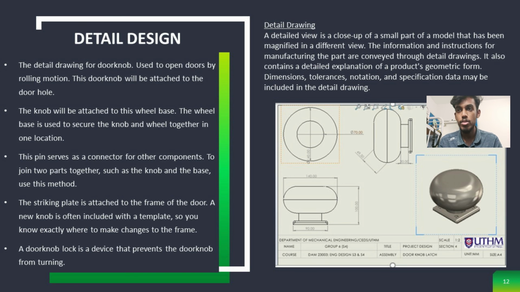The striking plate is attached to the frame of the door. Make a hole in the frame with a drill or chisel to accommodate the bolt and the strike plate itself. A new knob often includes a template, so you know exactly where to make changes to the frame. A wide range of locks and latches are available on doorknobs. A doorknob lock is a device that prevents the doorknob from turning.